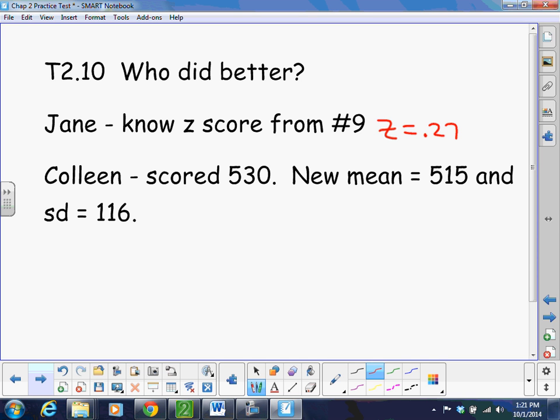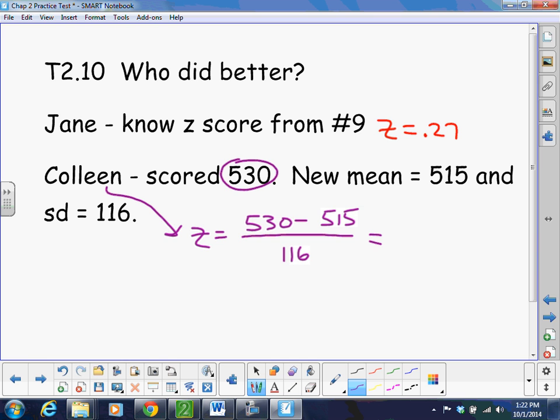Remember, a z-score gets everything on the same page and kind of standardizes everything. So for Colleen, her actual score was 530. The mean was now 515, and the standard deviation was 116. So if we do the calculations on that, I ended up getting a value of about 0.13.